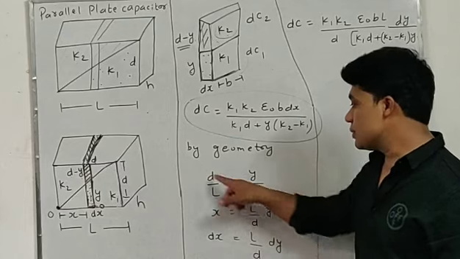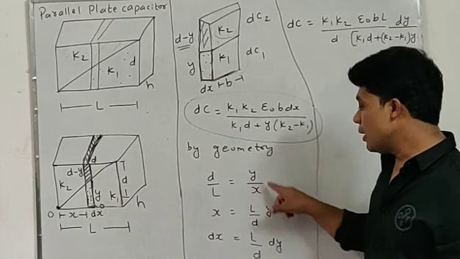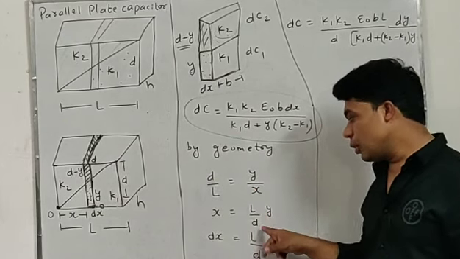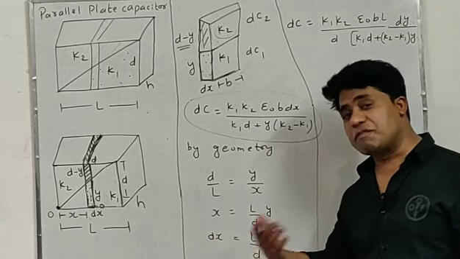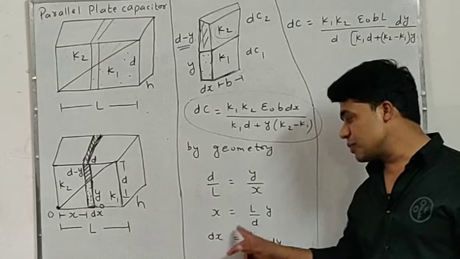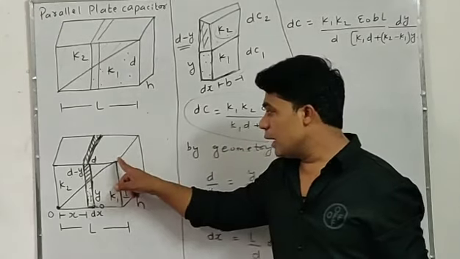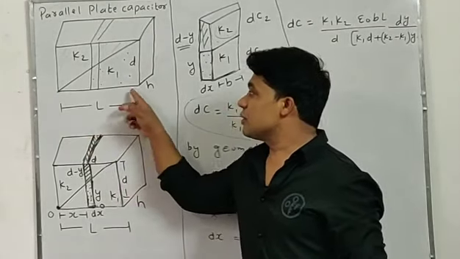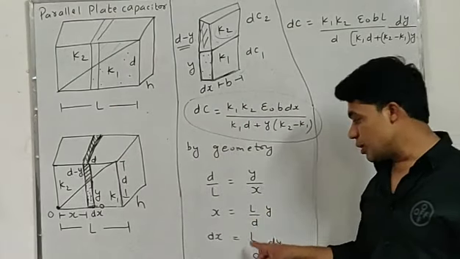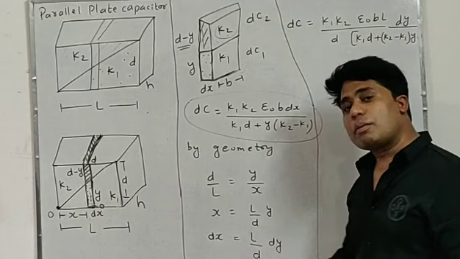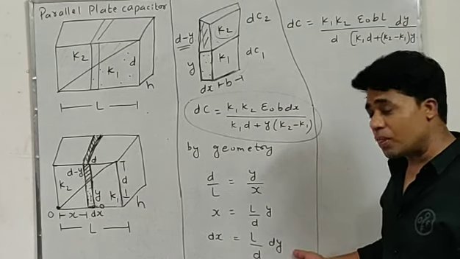We have to find x. It comes as L into y upon dx. Differentiate both sides. x partially differentiated becomes dx. L is the fixed length and D is the depth. L and D are constant and remain as they are, and y partially differentiated gives dy.